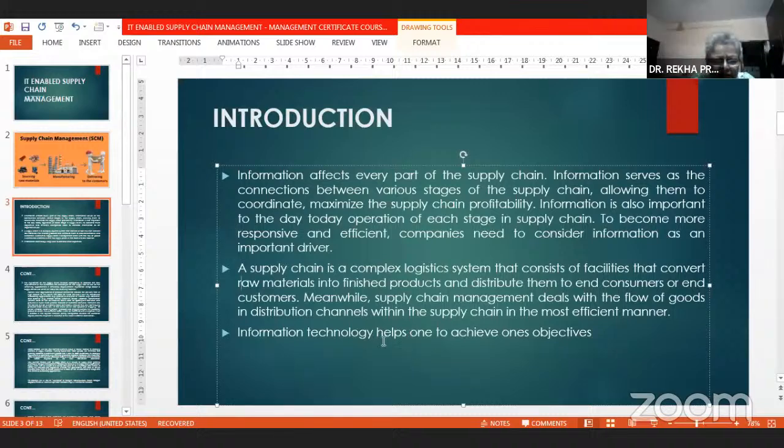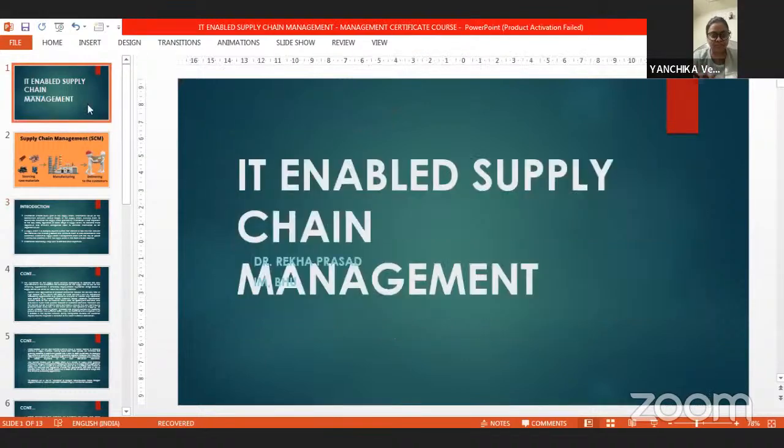Can you say this introduction? Yes, ma'am. It is IT enabled supply chain management. Because see, what is supply chain? Supply chain is right from the time you get the raw material. You bring the raw material to the manufacturing unit. From there you get the finished product. From finished product you distribute it to various warehouses. From warehouse it goes to retailers, and from retailers to the final consumer.